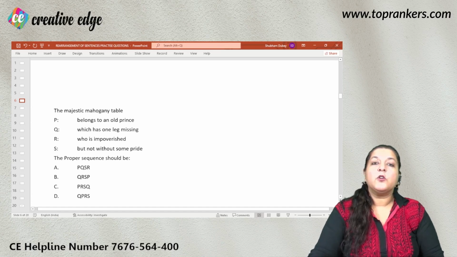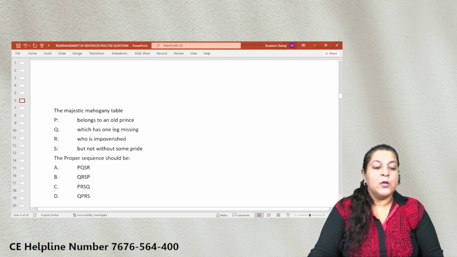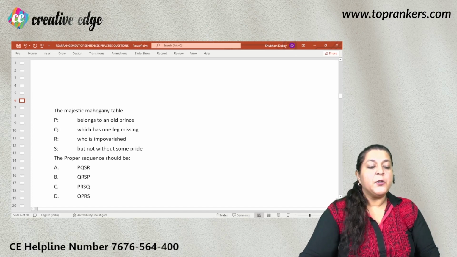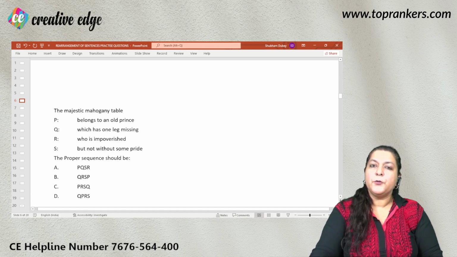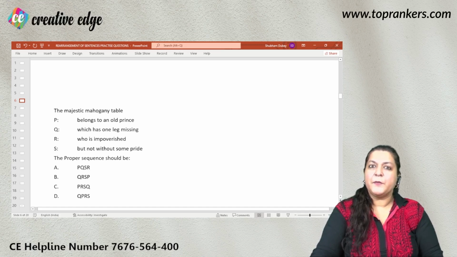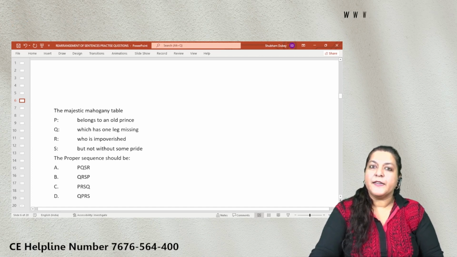Now let's see what the rest of the sentence says. Who is impoverished? What are they talking of here? They're talking about the prince, but not without some pride. Do you remember when we were doing a couple of tricks in the earlier slides? We did something like this. We did encounter something like this. The keywords that we were doing had a word but, where we were talking of contrasting ideas.